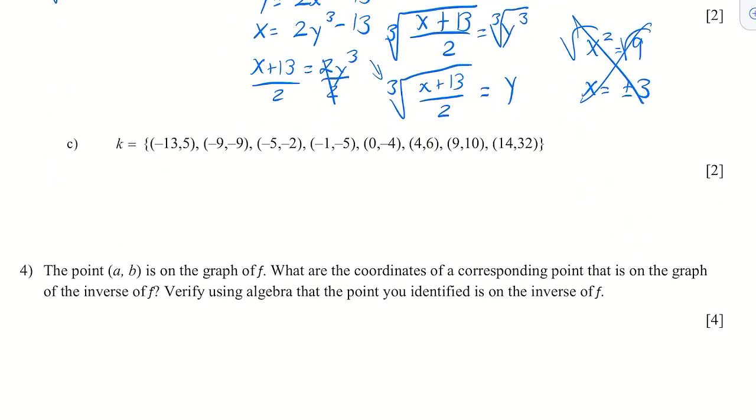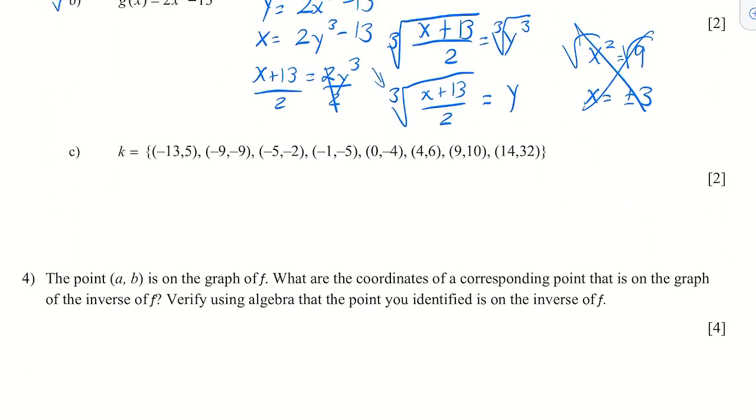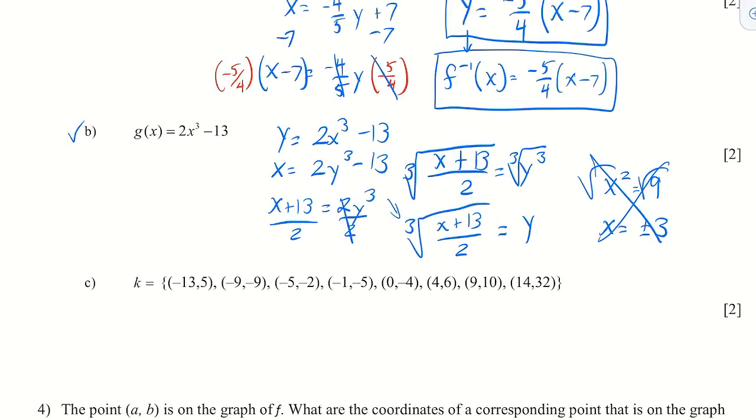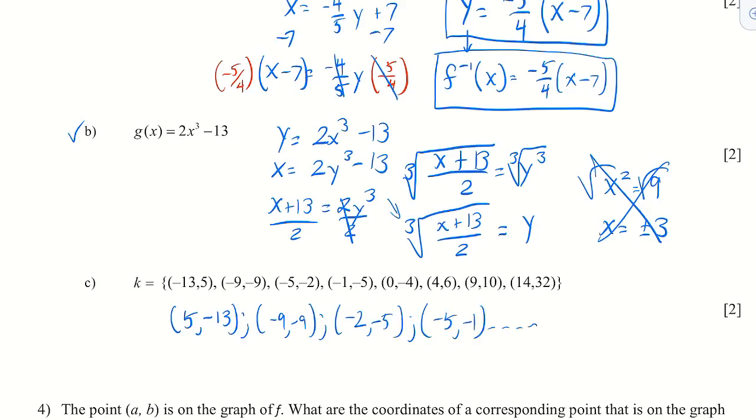Okay, moving on from there. So we have a set of ordered pairs. This is fairly simple since to figure out the inverse, what we did was switch the x and y values. So really the inverse of all these ordered pairs are just going to be the flipped versions of these. So 5, negative 13, negative 9, negative 9, negative 2, negative 5, negative 5, negative 1, and so on and so forth. Pretty straightforward. Just flip the x and y values.